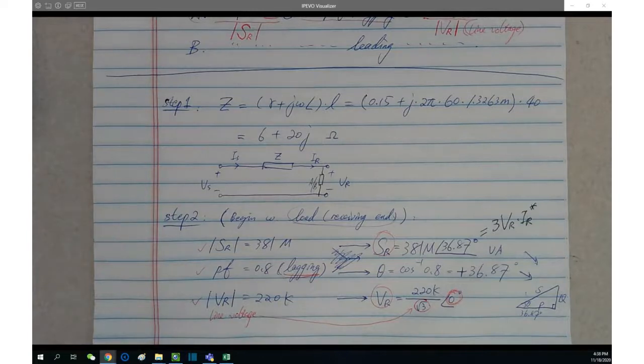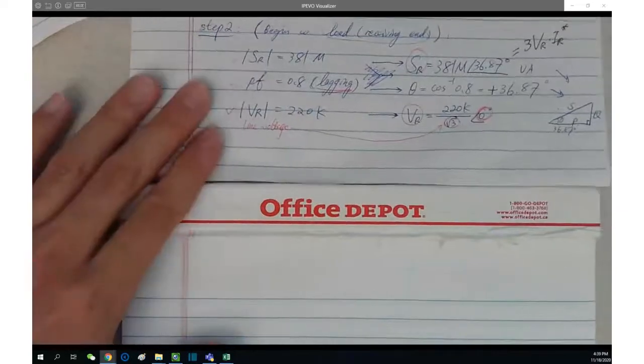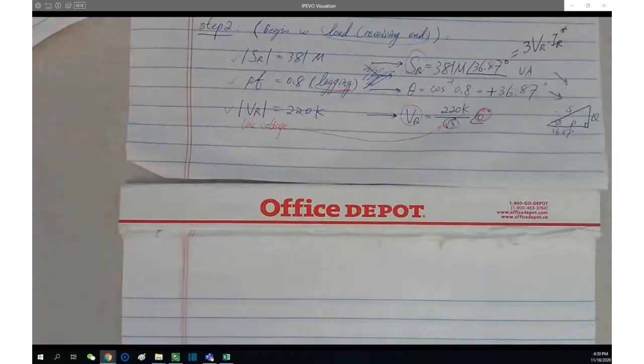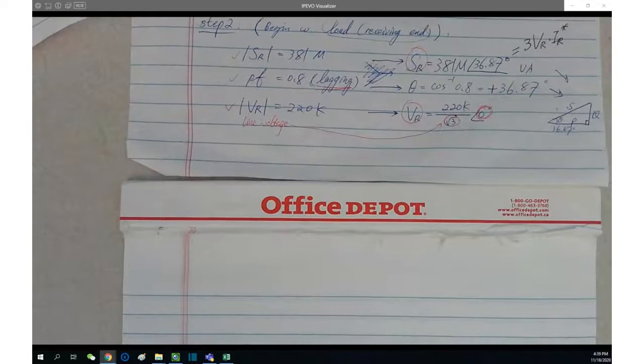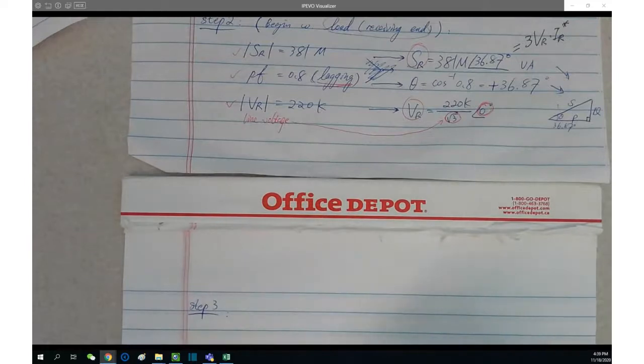Any questions? All right, if this is clear, then we move on. Just based on what we have obtained, we can go ahead to find the IR. Okay, step three. Step three, we start to find IR.